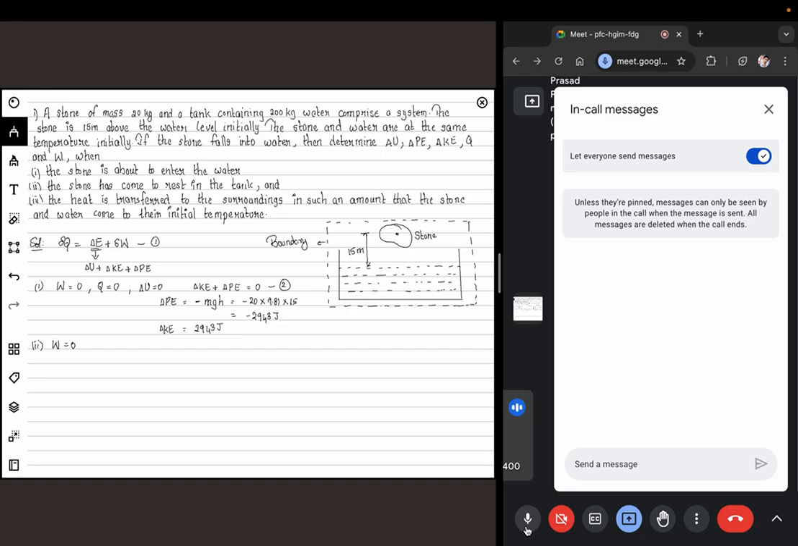Why are we saying work done is 0? Again, because it is not connected to the surroundings in any way, so we cannot extract any work from this particular system. So work done is 0.